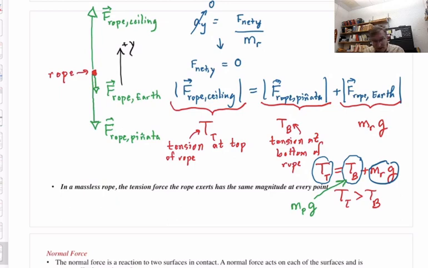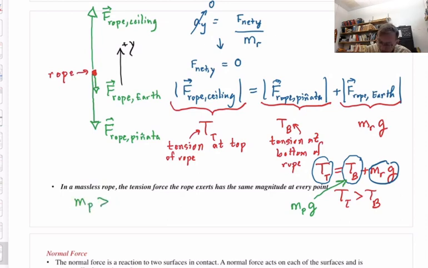So what I see in this formula I've got right now is the tension at the top is equal to the tension at the bottom, which equals mass of piñata times g plus mass of rope times g. So on the right-hand side, I've got m piñata g plus m rope g. Here's the point. Almost all the time, the thing that's hanging at the bottom of the rope, in this case the piñata, has a lot more mass than the rope itself. In fact, we will almost always assume that's true. The thing at the bottom of the rope or string or cord has much more mass than the rope or string or cord itself.